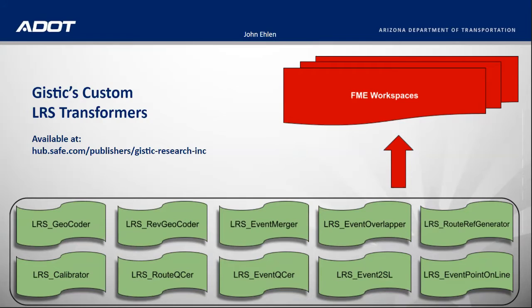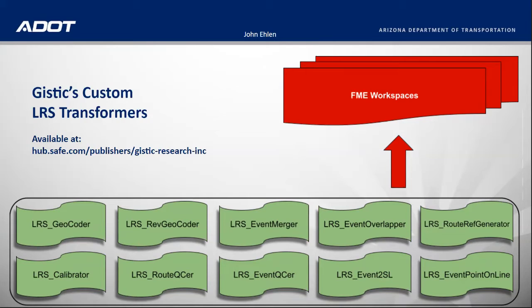So some of the most common ones we use are the Geocoder, where we take non-spatial LRS events and convert them to spatial features, or the reverse of that, where we have spatial features but we want to convert them to LRS measures. We would use the reverse geocoder. The event merger can merge adjacent and connected LRS events if they share the same attributes. The route QCer and event QCer do quality control on LRS events and LRS networks respectively, looking for gaps, overlaps, temporal discrepancies, all of that kind of stuff.